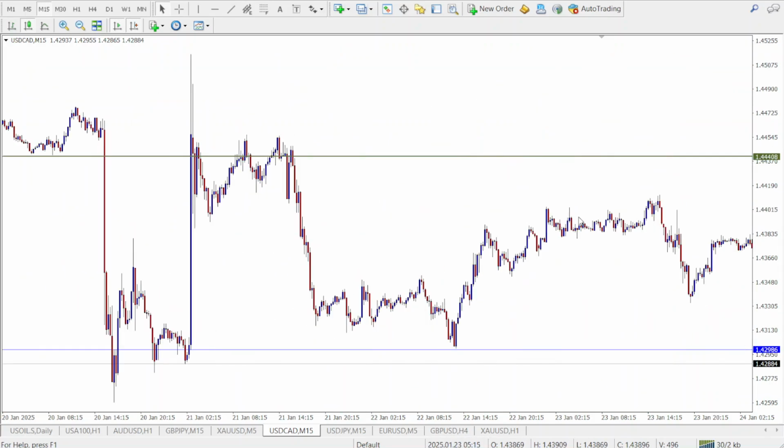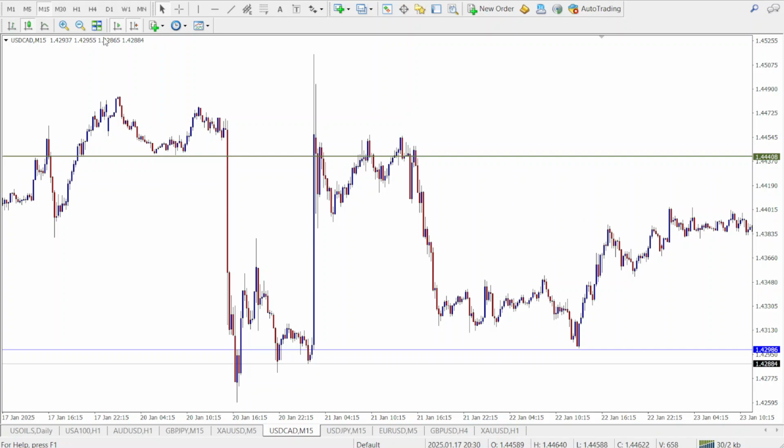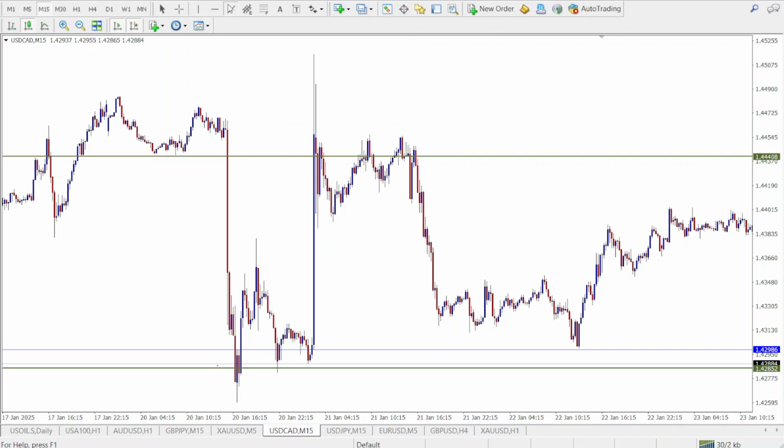Then on the other hand, we have the double bottom pattern. The double bottom pattern is just the reverse, right? It forms at the end of a downtrend, and it happens when price fails to break a previous low twice, signaling a potential reversal to the upside.